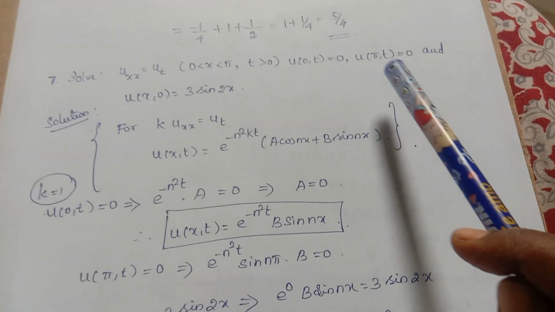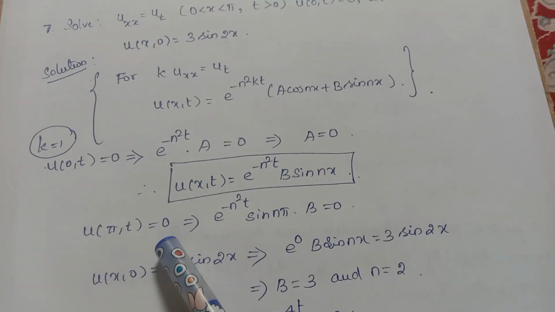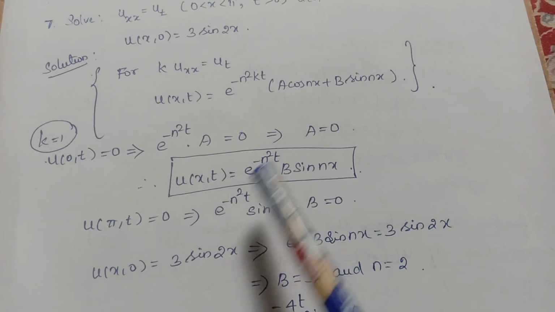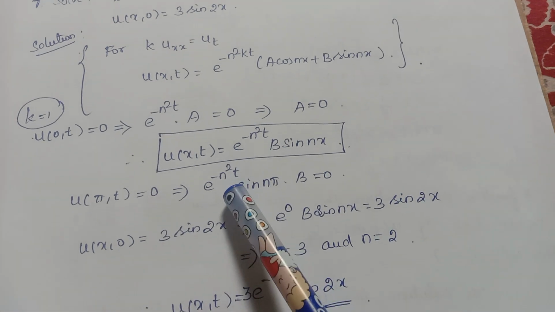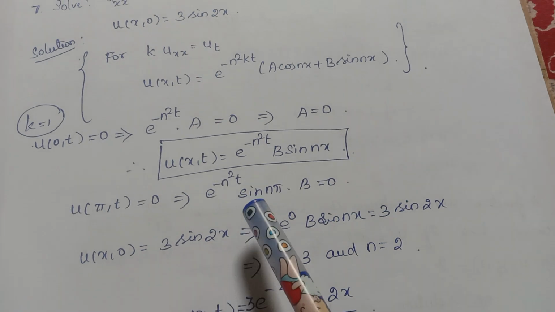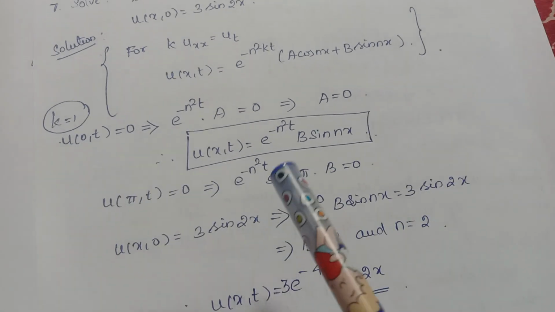Now u of (pi, t) equal to 0. Substitute in this equation. Don't go for the previous one. Let us continue with this. e power minus n squared t into sin n pi into b equal to 0. Right. With this one we cannot come to any conclusion. So keep it as it is.